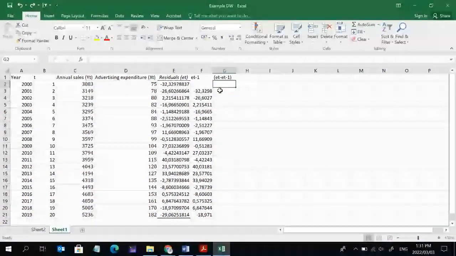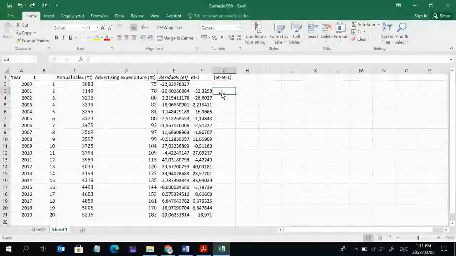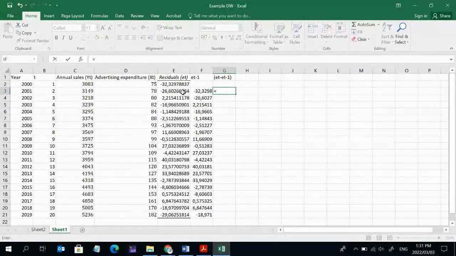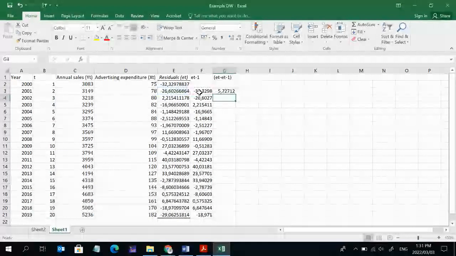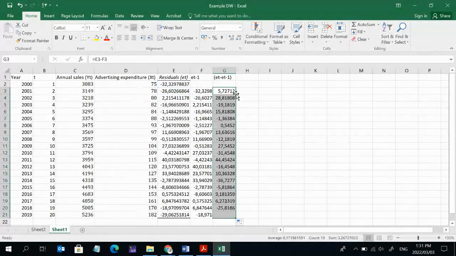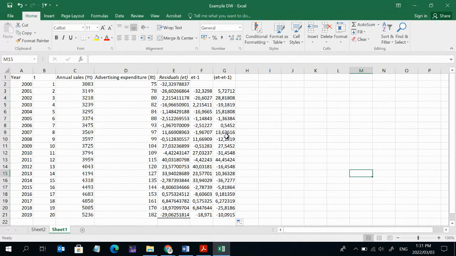So here we are not going to have anything. Now we are going to calculate from here. For T equal to 2, we are going to have this value minus this one. Then we get the other values. We need to square these values. Remember, in the formula, this part is squared. So we have to square.